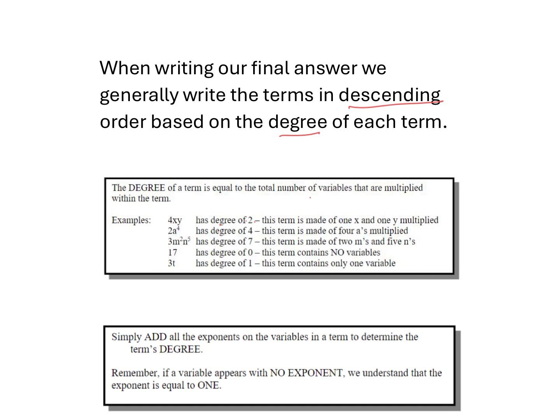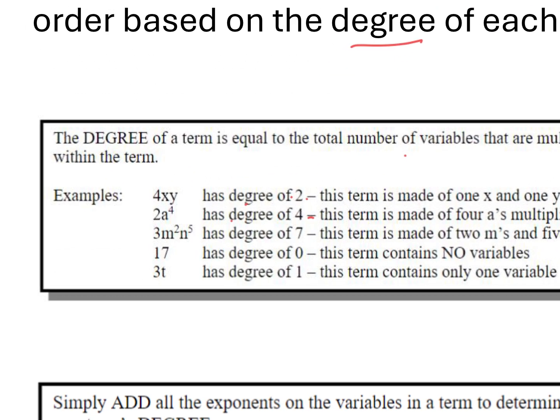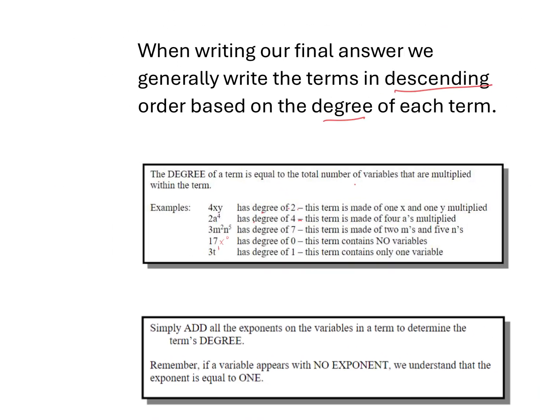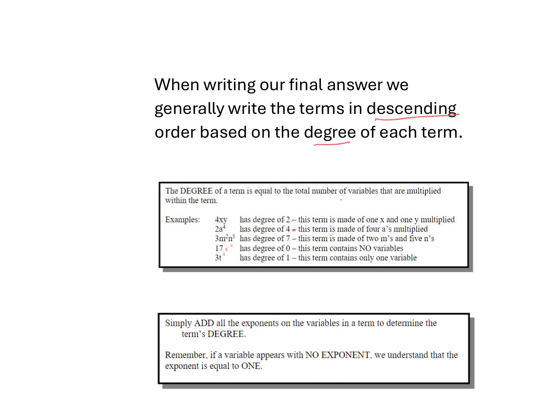If we had 2a to the power 4, that has a degree 4 because we just have one variable, which is an a, and it has power 4 all by itself. 3m squared n to the power 5 has a degree of 7 because we have 2 m's and 5 n's, so that adds up to 7. 17 has a degree of 0 because there is no variable, so we could say x to the power 0 because there is none. And then 3t has a degree of 1 because we just have 1 t. So it'd be t to the power 1. Okay, so the degree is the total number of exponents added all up together. So the order matters.